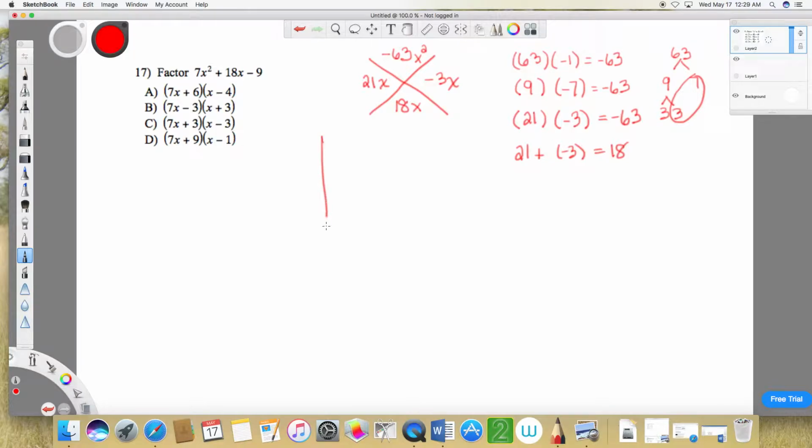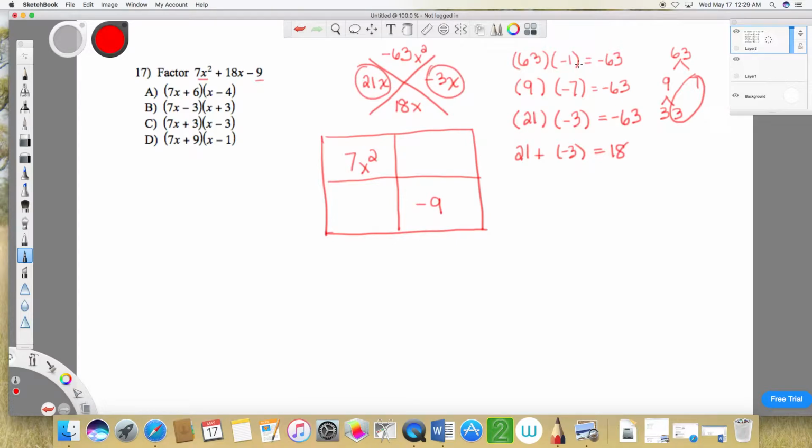All right, so now let's make a table to help us get our factors. Along one diagonal, we take the first term and the last term, 7x squared and negative 9. And along the other diagonal, we use the two values that we found from our trial and error in our x method.